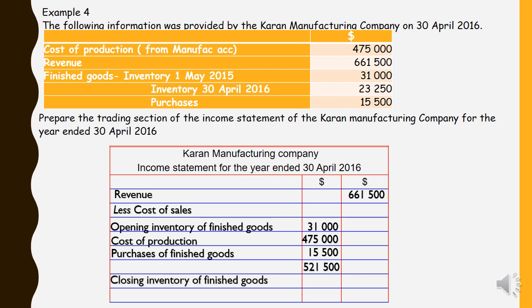This needs to be minus the closing inventory of finished goods. My closing inventory of finished goods is 23,250. I minus it, and I get the cost of sales. Revenue minus the cost of sales, we get the answer. That answer we call gross profit. As simple as this.